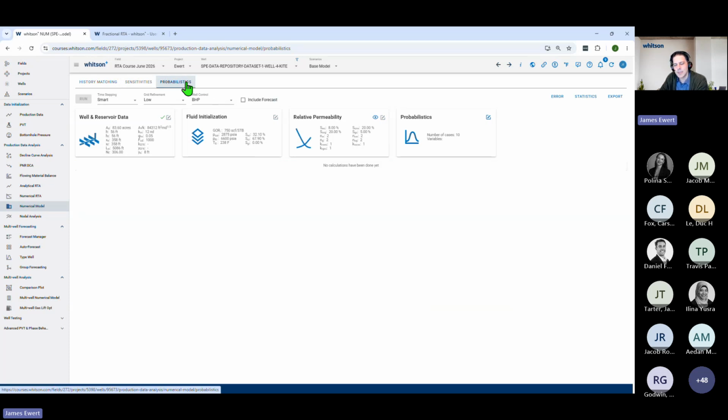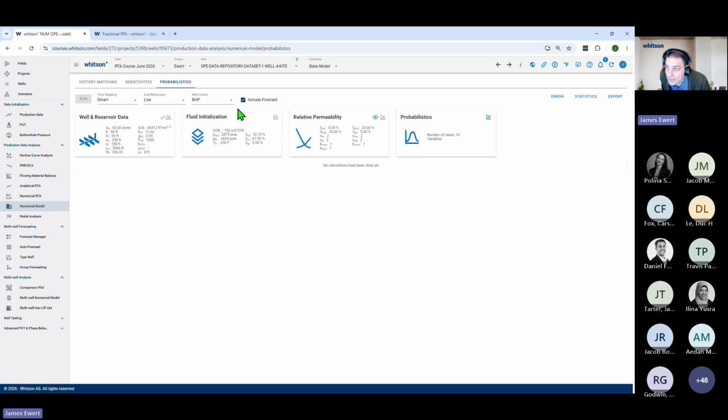I'm going to click on probabilistics at the very top here. Now I'm going to click on include forecast. What this module is going to do is allow me to put in distributions for different parameters. It will also allow me to re-auto fit the well, which is awesome. And I can do this up to 1,000 times, and it will give me a distribution of EURs based on the uncertainty that I have. And I can also export the values out to Excel and see plots of permeability versus fracture half-length.